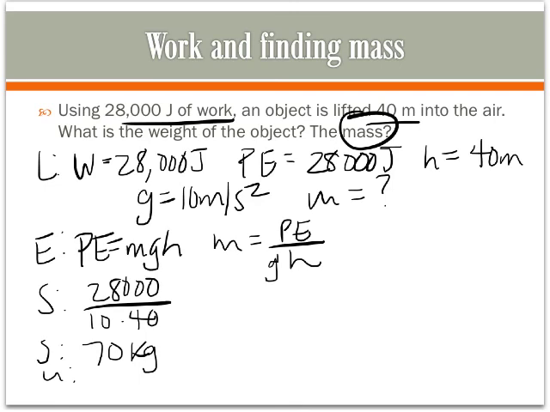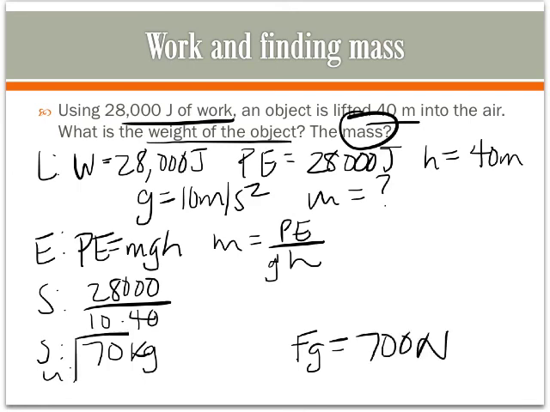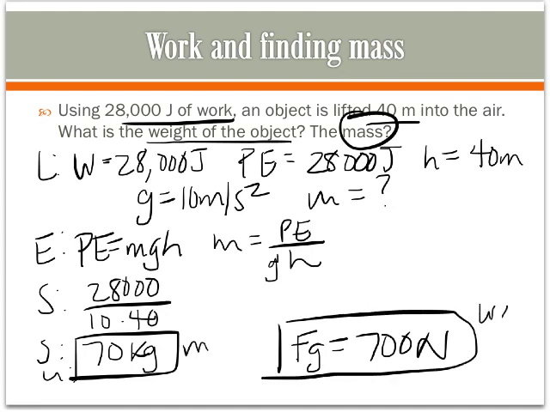Now you notice the question also said, what is the weight of the object? So you can either solve for mass straight out, and then to figure out your weight, you just have to multiply by 10, or you could have not divided by 10 in the first place. But either way, the weight, or force of gravity, is equal to 700 newtons, okay? So mass is in kilograms, that's a mass, that's your weight, okay?